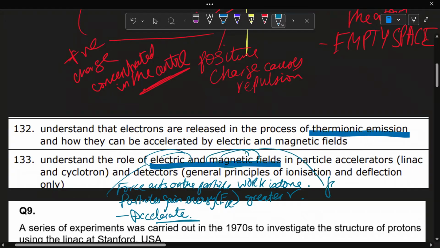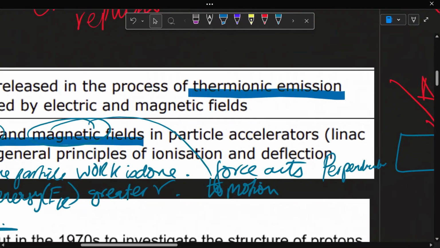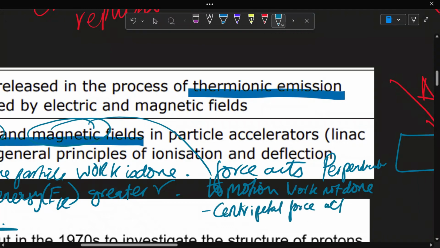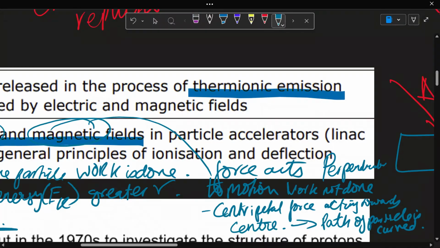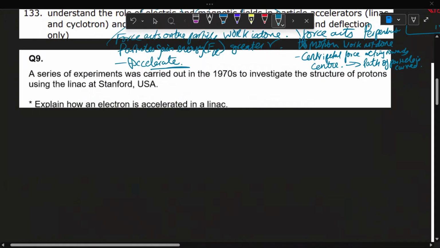Magnetic fields, however, the force acts perpendicular to motion. So work won't be done because the force isn't in the direction of motion. However, since the force acts perpendicular to the motion, there's going to be a centripetal force acting towards the center, which means that the path of the particle is curved. It moves almost in circular motion. Good.